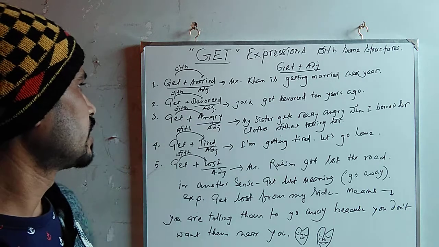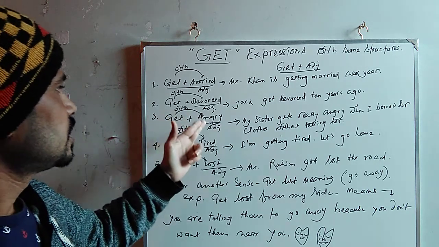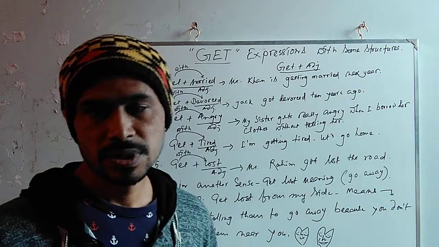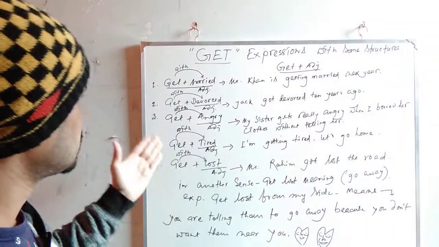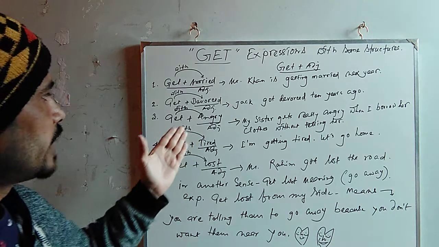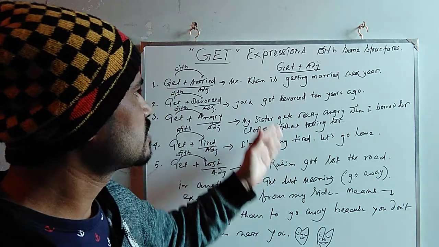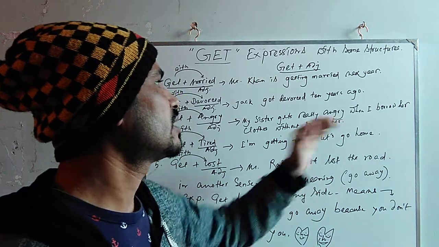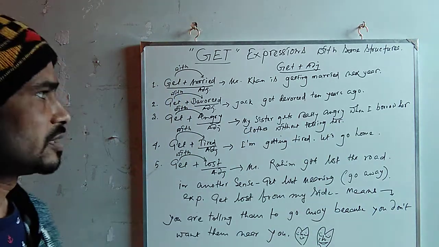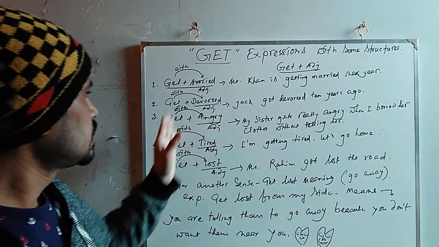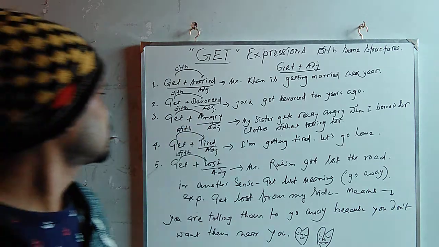Okay, I want to say one sentence more. Get plus angry. Angry is an adjective, and the sentence would be: my sister gets really angry when I borrow her clothes without telling her. Just for example. So here, angry is an adjective.